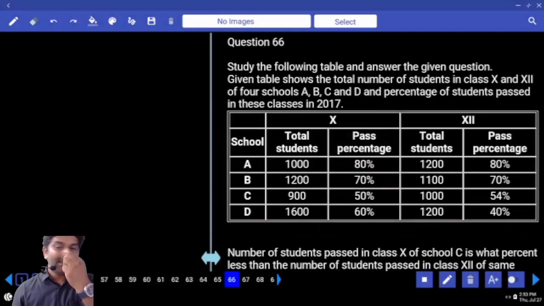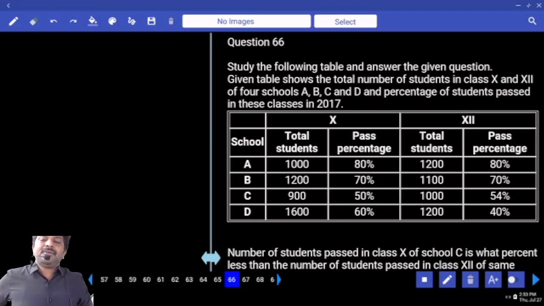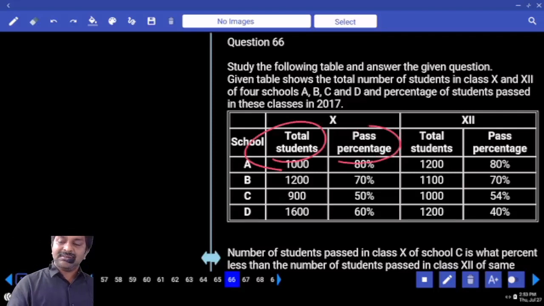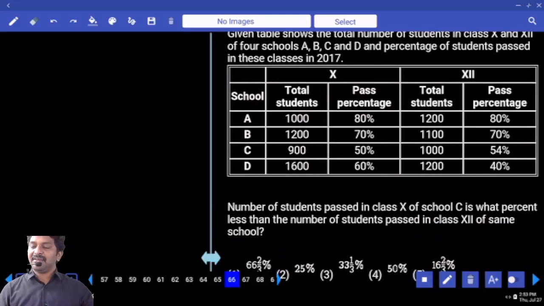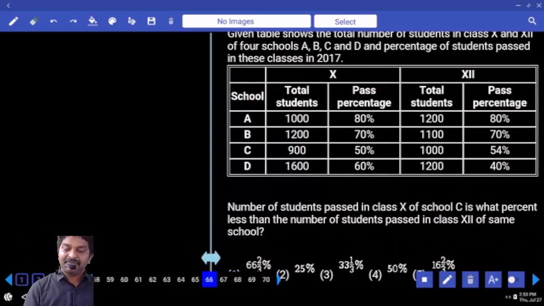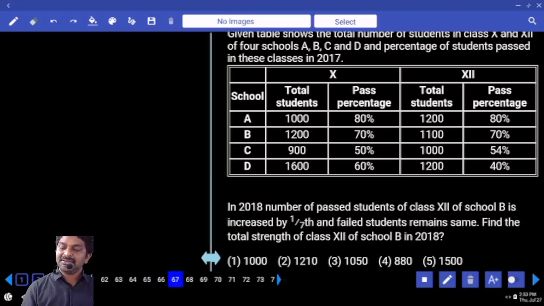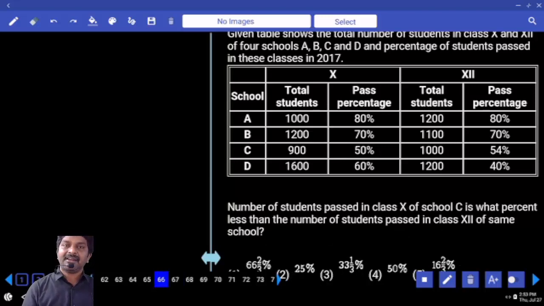Right. The given table shows the total number of students in 10th and 12th of 4 schools A, B, C, D and the percentage of students who passed in these classes in 2017. Okay. So when you have the pass percentage and then the total number of students and then pass candidates, what do you get? Just go to the questions and see, do you have any questions based on failures or not? Do you have this? Yes, so it is required, right?